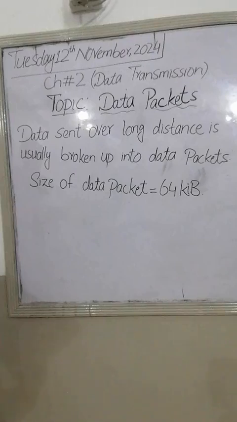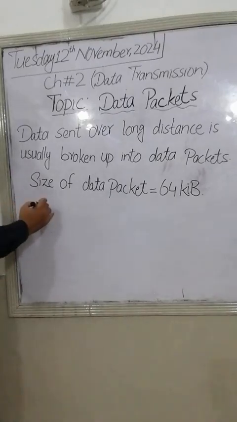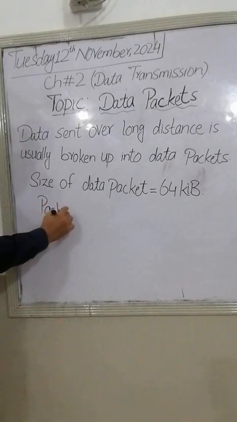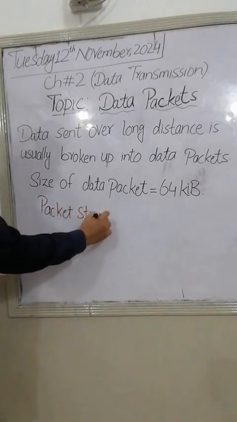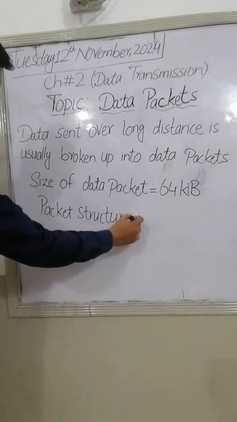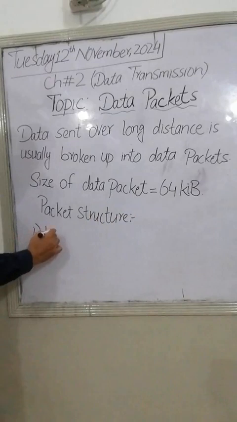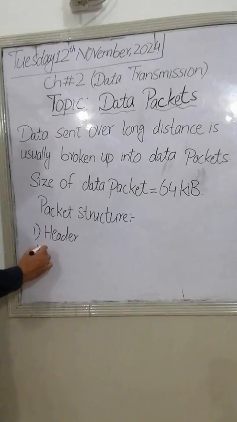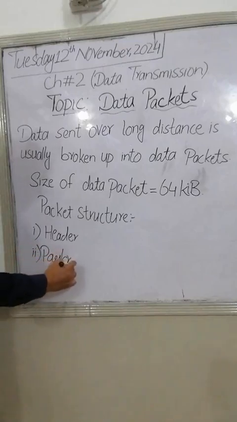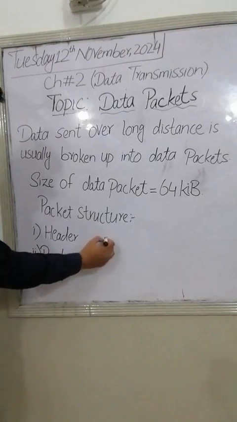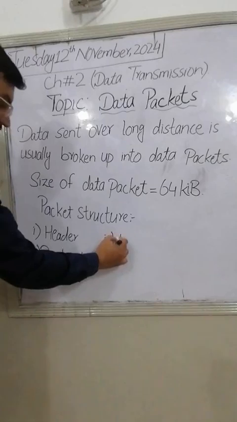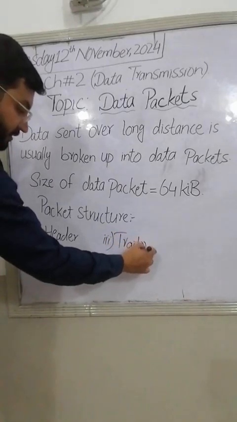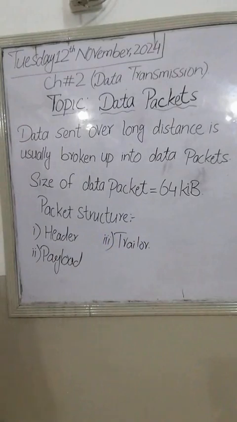Let's talk about the packet structure first. In the packet structure, there are three things. As I have already told you, we have the header, the second thing is the payload, and the third thing is the trailer, right? So these are the three things.